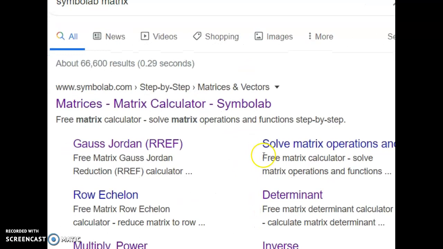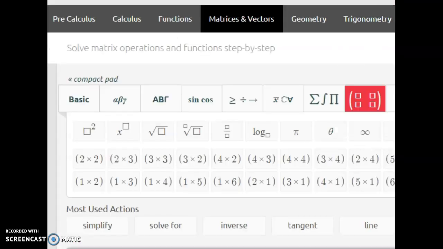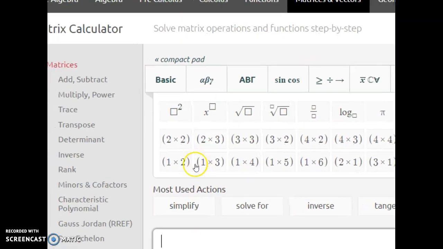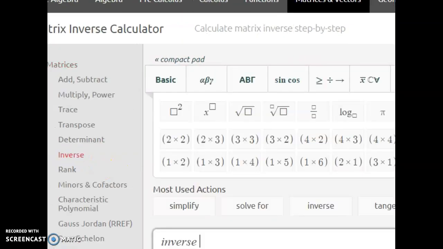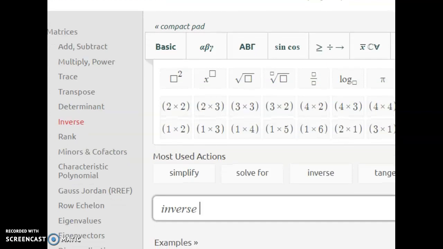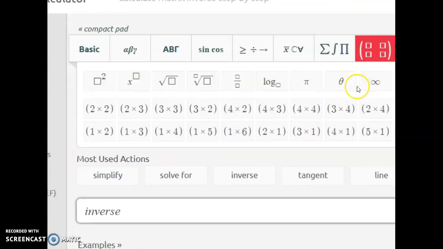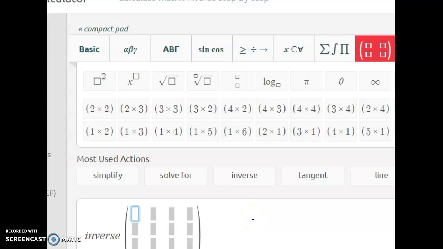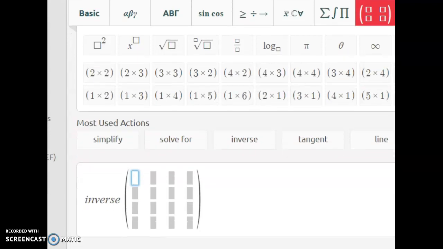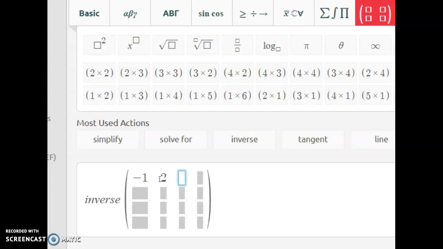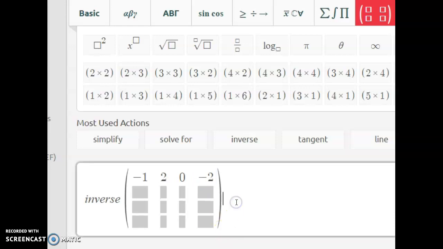So here's how to compute the inverse. Again, Symbol Lab matrix. There we go. Then it says on the side here, inverse. Click on that. And then this would be a 4x4 matrix. It has to be a square matrix. And then you would type in the coefficients. When I look at that example in the book, it would be -1, 2, 0, -2, and so on. But of course, I do have it prepared.